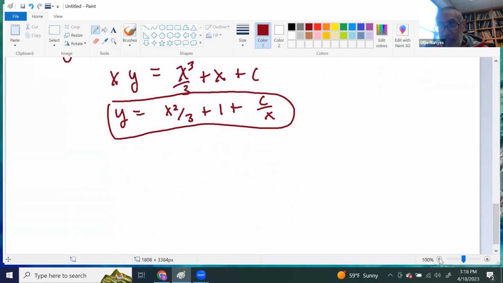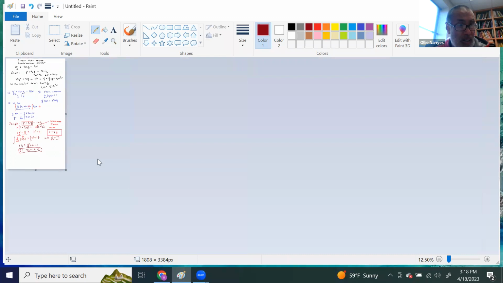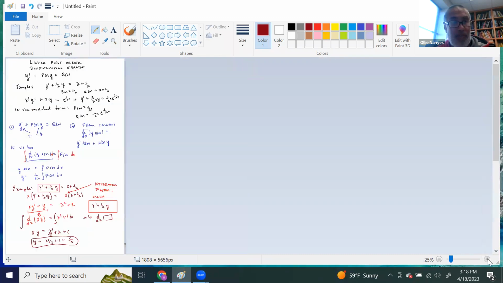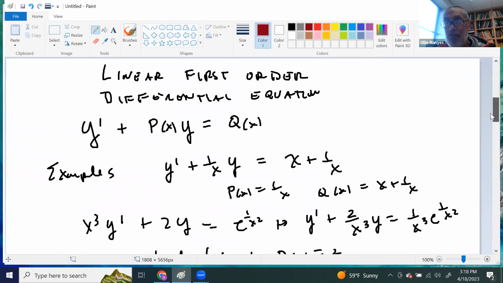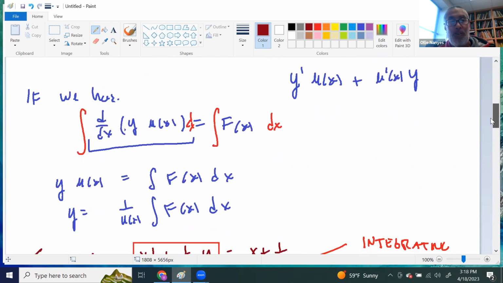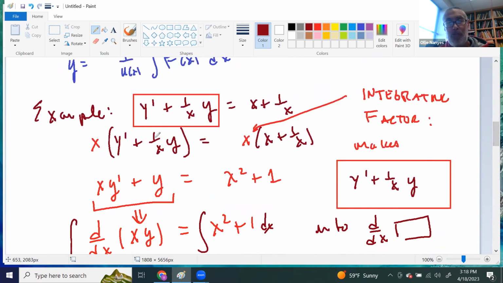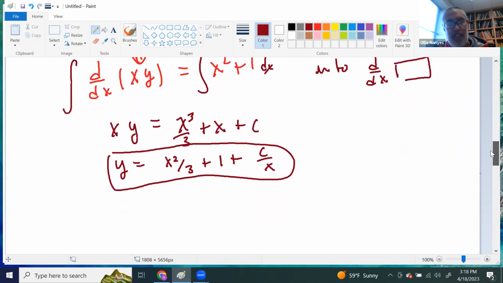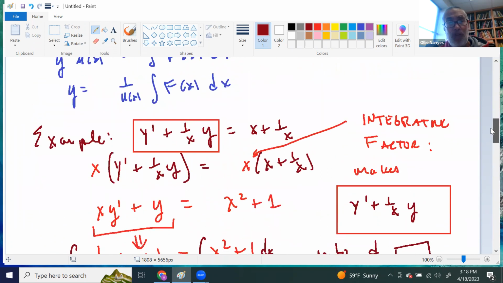So what we saw there was the idea that a differential equation that wasn't in perfect form could be turned into perfect form by multiplying both sides by a clever choice of function. So that's going to be what we want to do.